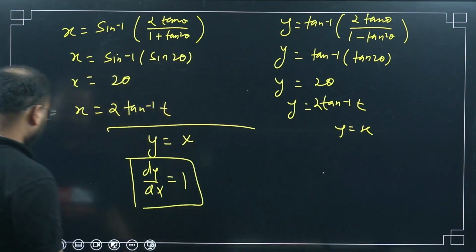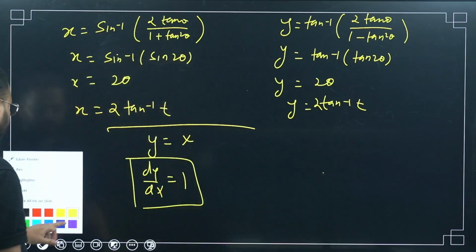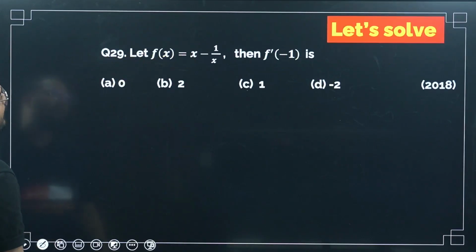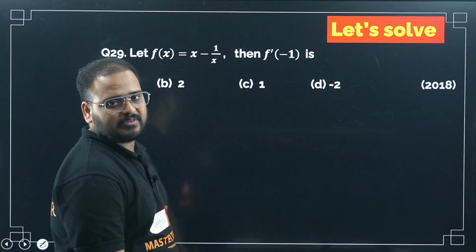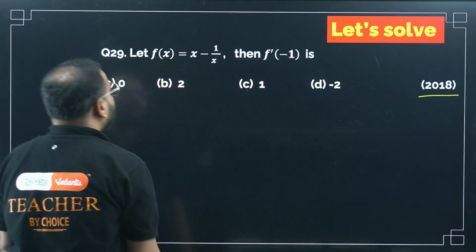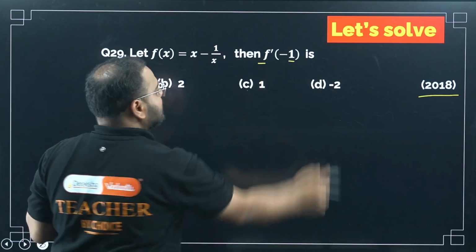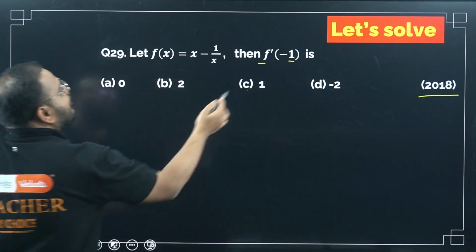Chalo, okay, let's move on. Problem number coming up is 29. Arre, this is a simple question, very very simple. Asked in 2018. So we have to find the derivative value at -1. So first find the derivative. Which derivative? Only first.